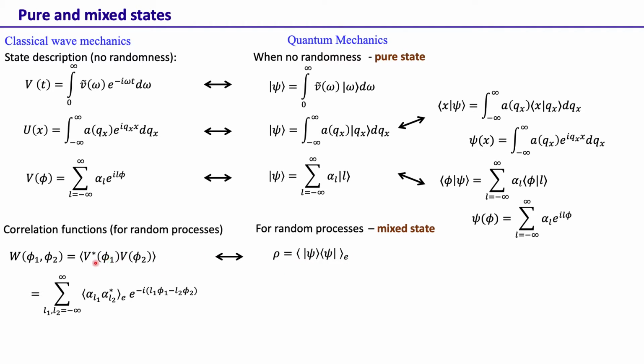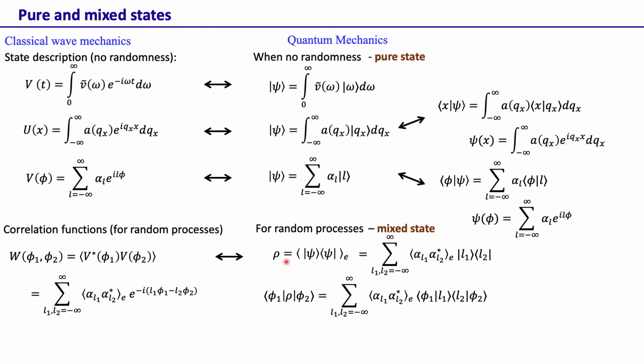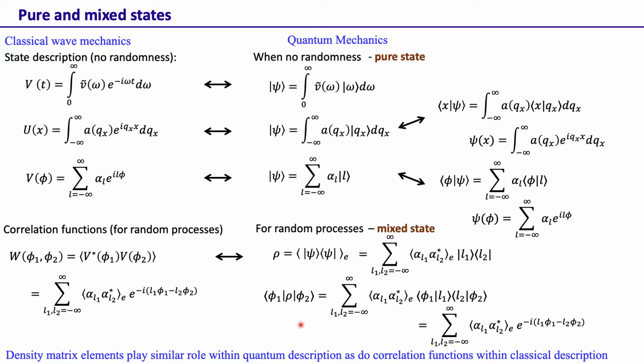We can see that this description is very analogous. Here we have V star of phi 1, V of phi 2, and here we have ket psi, bra psi, and then the ensemble average. If we just use this notation, we can write this rho like this, and so the only ensemble average we need to take is over this quantity. Now if we take the matrix element of this rho over phi 1, phi 2, then this is essentially this quantity, and if we calculate this, we get this. So this is the matrix element; the density matrix element is basically the same as the correlation function over here. So the density matrix element within quantum mechanics plays a very similar role to the correlation functions in the classical description. Here I just wanted to establish a parallel between the classical and the quantum way of describing fields and interference.